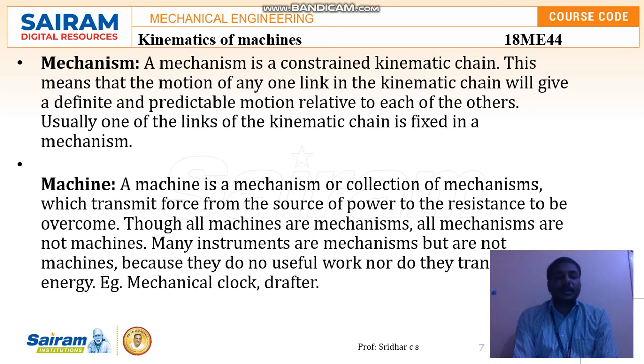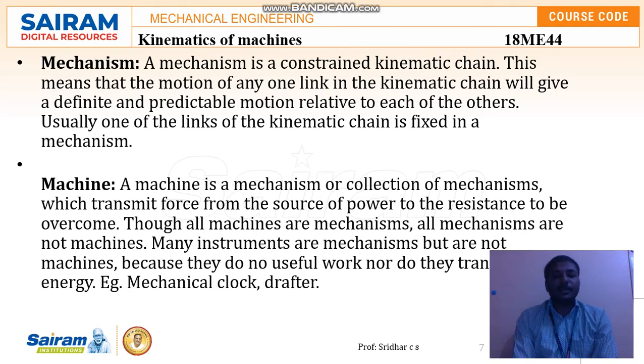Similarly, about a machine. A machine is a collection of mechanisms. As we discussed earlier, a group of mechanisms put together we call a machine. A machine is a mechanism or a collection of mechanisms which transmit force from the source of power to the resistance to overcome. That means a machine can transmit energy, or convert some energy to useful energy, taking an input and getting a desirable output. So all machines are mechanisms, but all mechanisms are not machines.